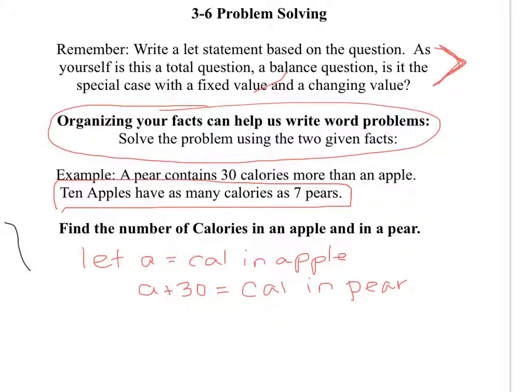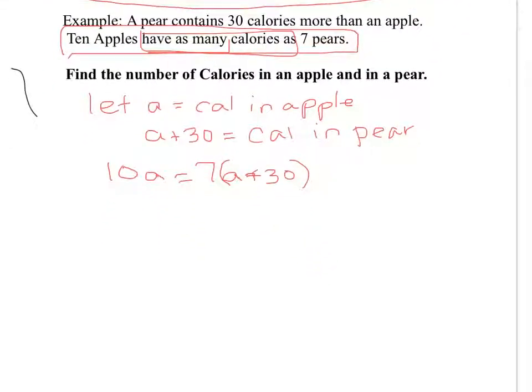So now we need to make sure that we understand that A is the calories in one apple. But now we have to deal with the fact that there's 10 apples. So this would say 10 times the number of calories in one apple have as many calories as, which is implying equals, so equals 7A, or 7 times A plus 30. Now, we need to make sure, because A plus 30 is an expression, that it gets put in parentheses, okay? So I'm going to scroll up a little bit here.